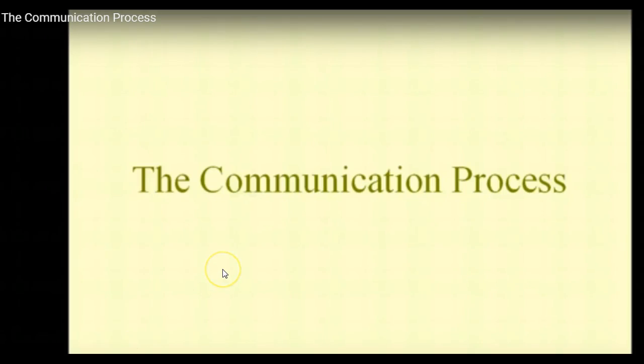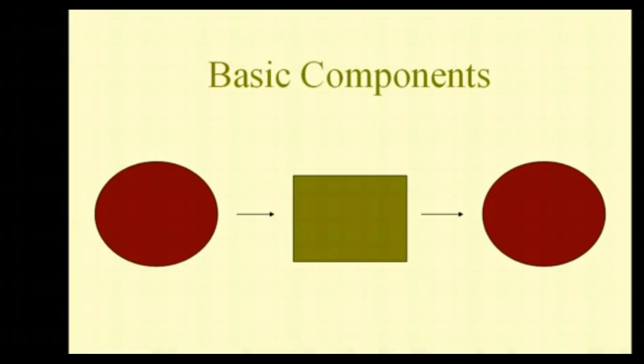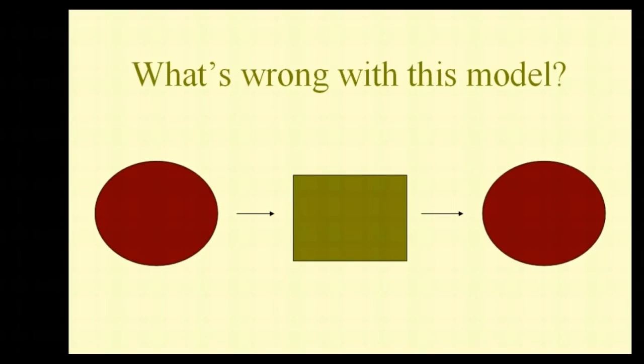Hello everybody. Today we will be talking about the communication process. It's a fairly simple, basic component process. You have the sender, one who uses verbal and nonverbal means to initiate communication. They have a message, the verbal or nonverbal expression of a sender's purpose. And there's a receiver, the target of the sender's communication. They can be a listener, an observer, or both.